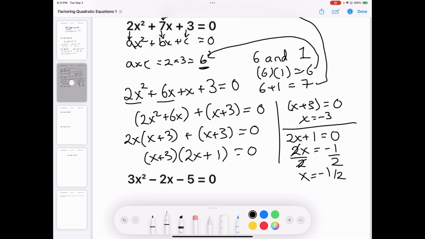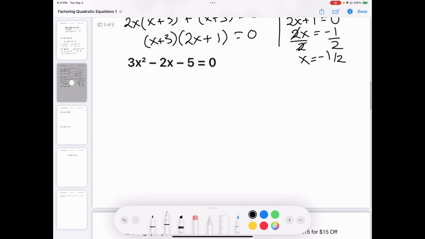Okay, let's do another example. Now we have 3x squared minus 2x minus 5 equals 0. Again, this is my A, this is my B, and this is my C. We're going to multiply A times C, which means I'm multiplying 3 times negative 5, and this comes out to negative 15.